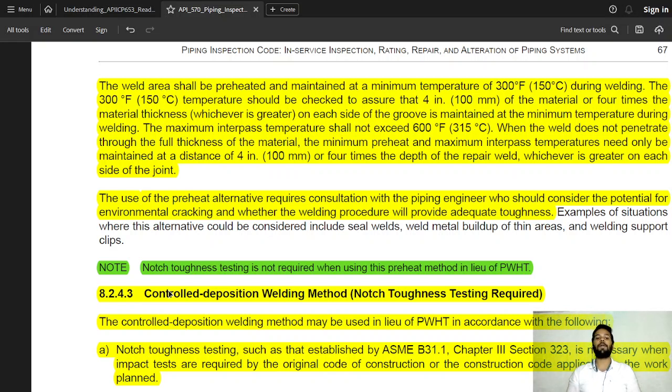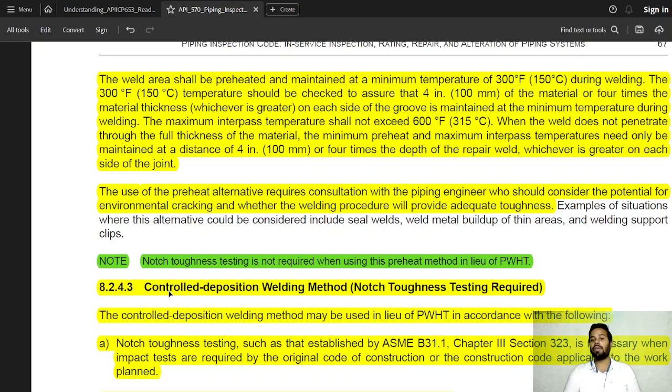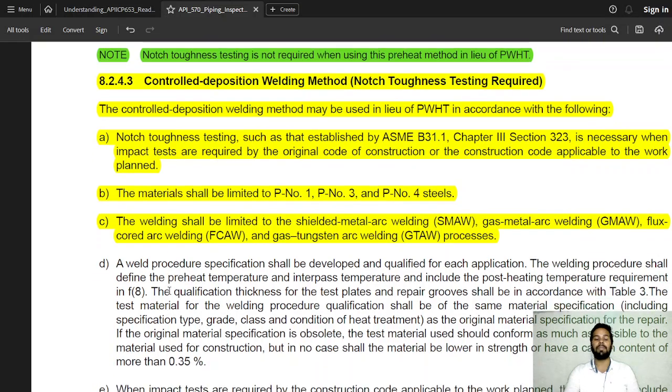When the weld does not penetrate the full thickness of the material, the minimum preheat and maximum interpass temperature need only be maintained at a distance of 4 inches or 4 times the depth of the repair weld, whichever is greater, on either side. The use of the preheat alternative requires consultation with the piping engineer, who should consider the potential for environmental cracking and whether the welding procedure will provide adequate toughness.